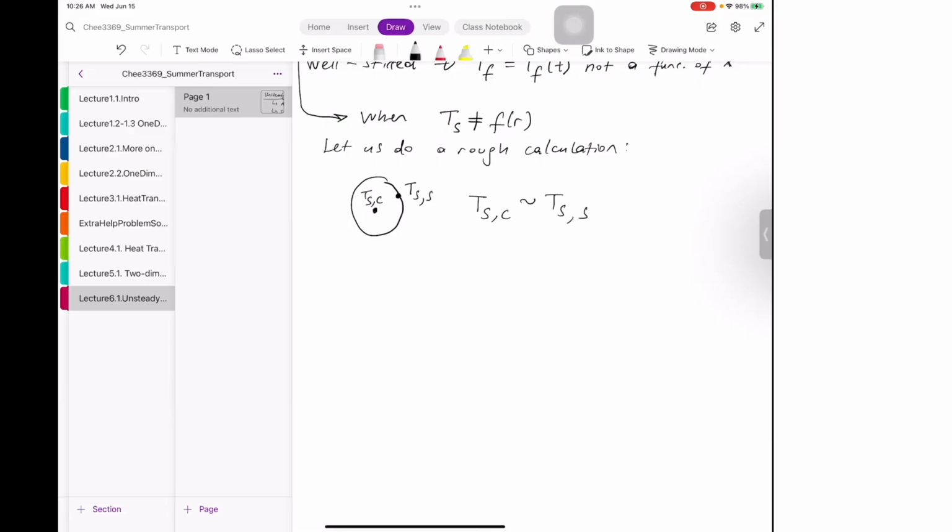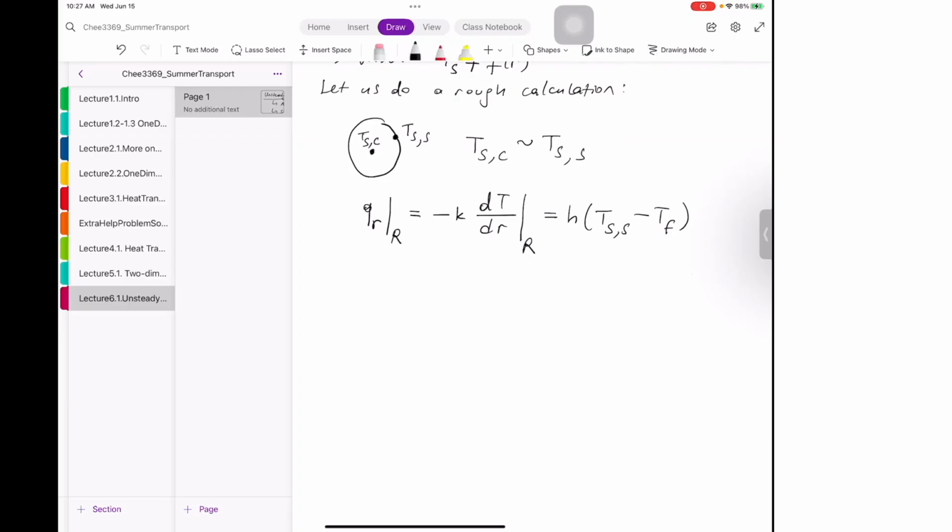So let's write down Newton's law of cooling in combination with Fourier's law of heat conduction. We say that the flux at the surface, q_R, capital R, is equal to minus k dT/dr at capital R. That's equal to h times Ts surface minus T fluid.